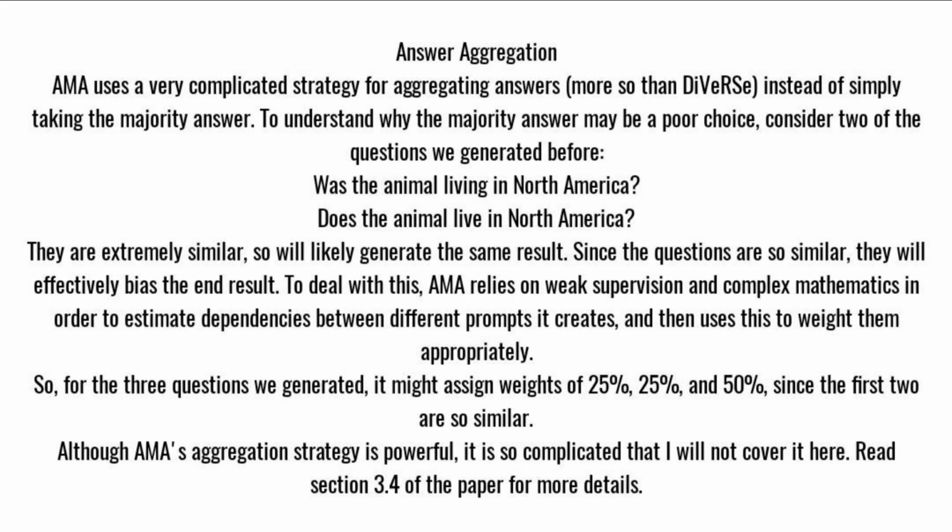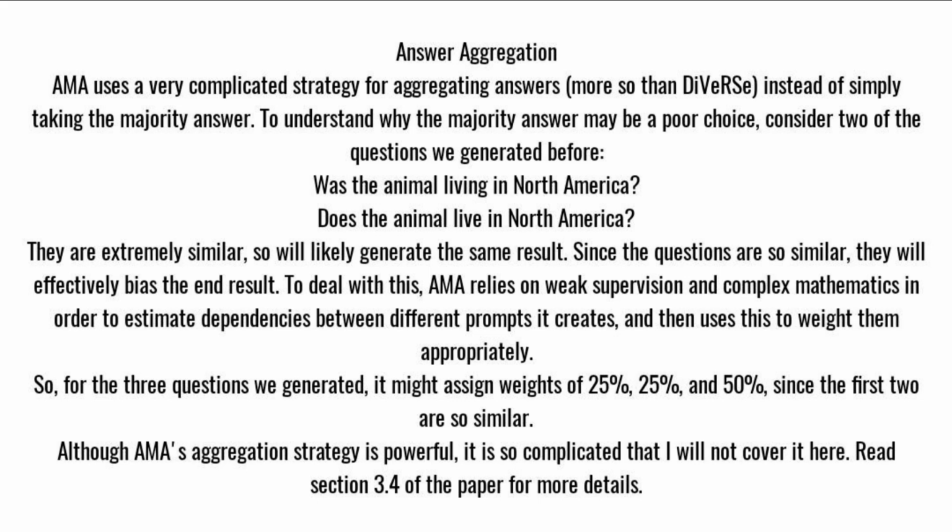Answer aggregation. AMA uses a very complicated strategy for aggregating answers, more so than diverse, instead of simply taking the majority answer. To understand why the majority answer may be a poor choice, consider two of the questions we generated before. Was the animal living in North America? Does the animal live in North America? They are extremely similar, so will likely generate the same result. Since the questions are so similar, they will effectively bias the end result.